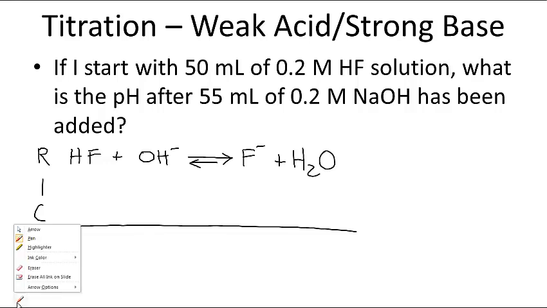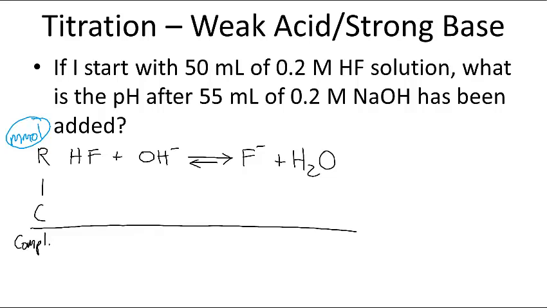And the other thing we did differently yesterday, what did we put into our RICE chart instead of concentration? Millimoles. Again, when you're mixing two solutions, what matters is how many moles of each, because you're using different volumes. So to combine them, you really need to put it in moles. And we did millimoles just for convenience. So 50 milliliters of 0.2 molar HF is going to be 10 millimoles, which it has been for all the other calculations. 55 milliliters of 0.2 molar NaOH is how many millimoles? 11.